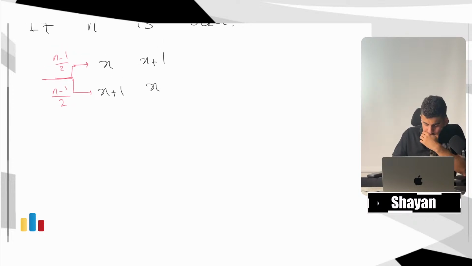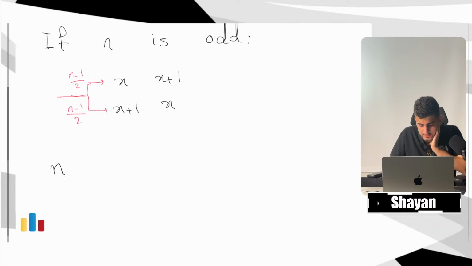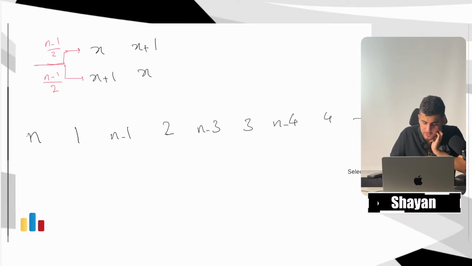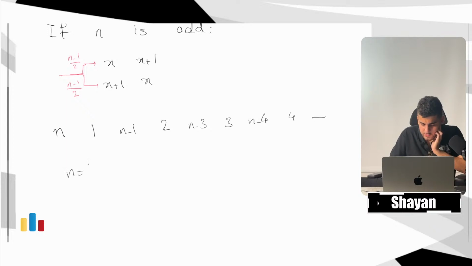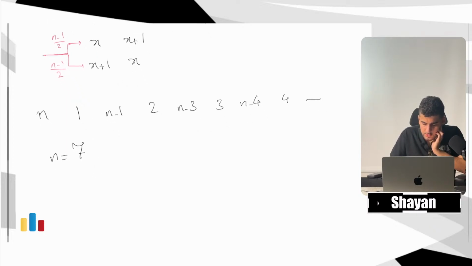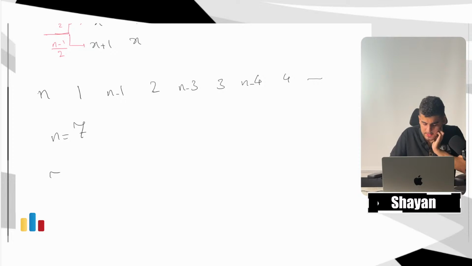For example, you can construct an array like this. You first write n, then 1, then n minus 1, then 2. So maximum, minimum, maximum, minimum each time among the remaining numbers. N minus 2, 3, n minus 3, 4, and so on. For example, assume that n is 7. For n equal to 7, it would be 7, 1, 6, 2, 5, 3, and 4.